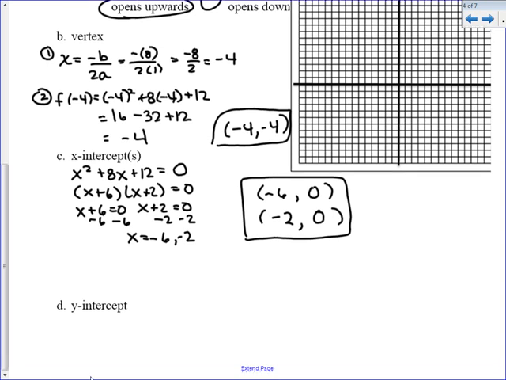And if you forget any part of this, do the parts you know. Everything is worth separate points here. And again, graphing is also usually on your final exam.